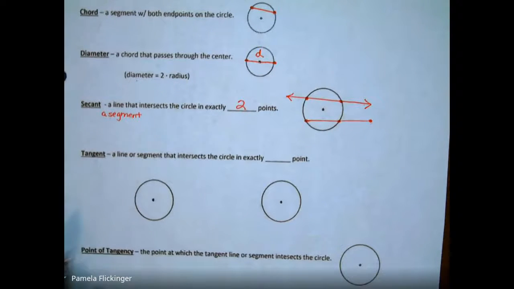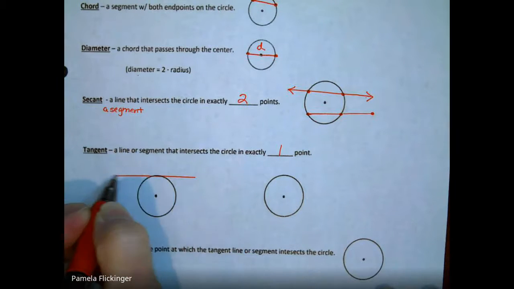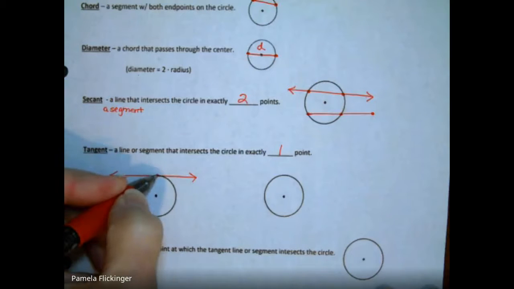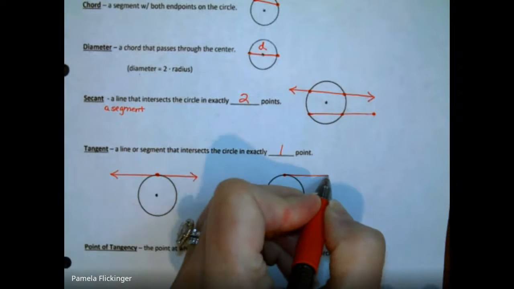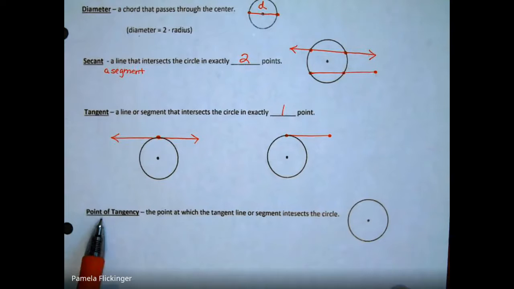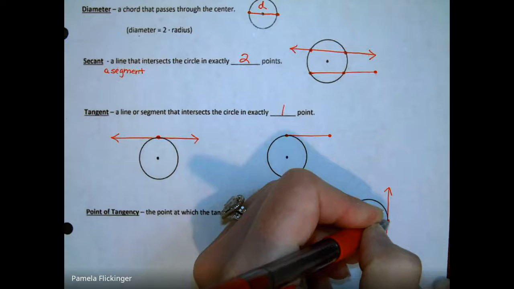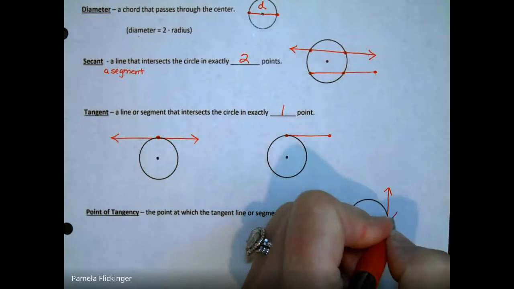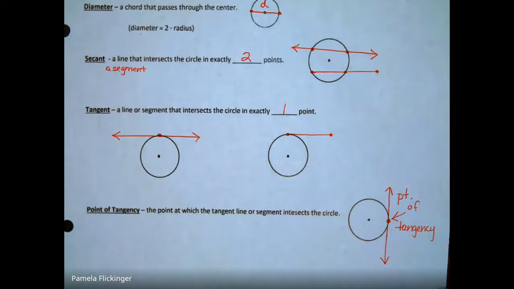A tangent is a line or a segment that intersects in exactly 1 point. So secants are 2, tangents are 1. If it's a tangent line, it's going to do that. It doesn't go through the circle, but it's going to touch that circle in one place. A tangent segment is kind of the same thing. No arrows, but it will still touch in one place. Now, the point at which the tangent is intersecting the circle is called the point of tangency. So I'm going to draw a tangent line in this way this time. This place where our tangent is intersecting, this right here, is the point of tangency. All right, that's the first page.